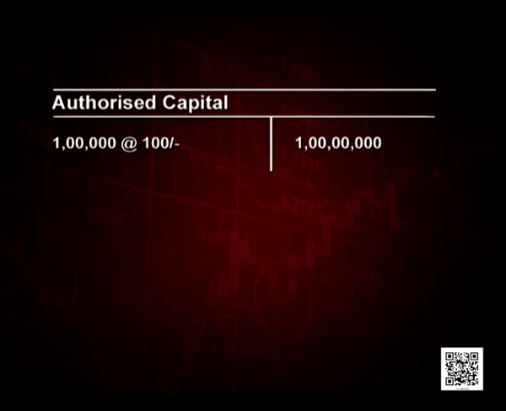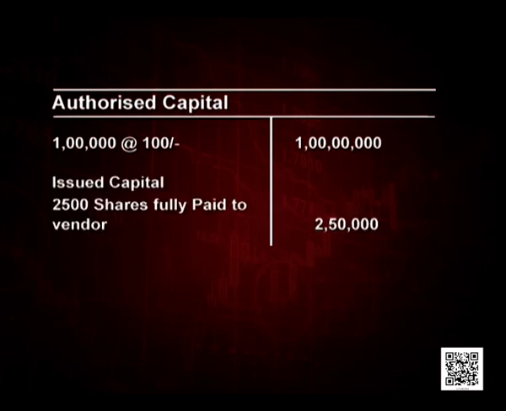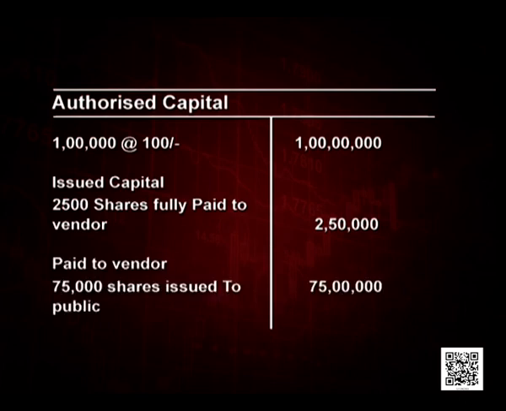In note number 1, we will show authorized capital 1 lakh equity share at the rate of 100, that is 1 crore. Then issued capital. First of all, we will show separately those 2500 shares which are issued as fully paid to vendors. 2500 into 100, that is 2,50,000, and the remaining 75,000 shares issued to public at the rate of 100, 75 lakhs, because 75,000 into 100 makes it 75 lakh.